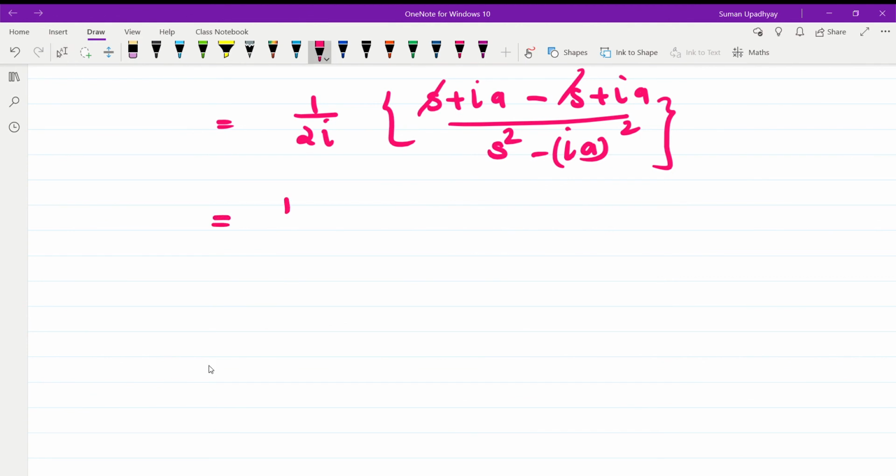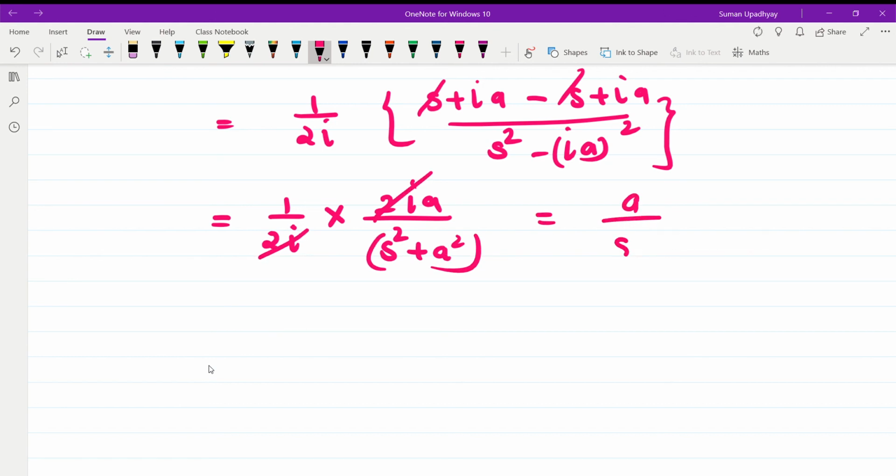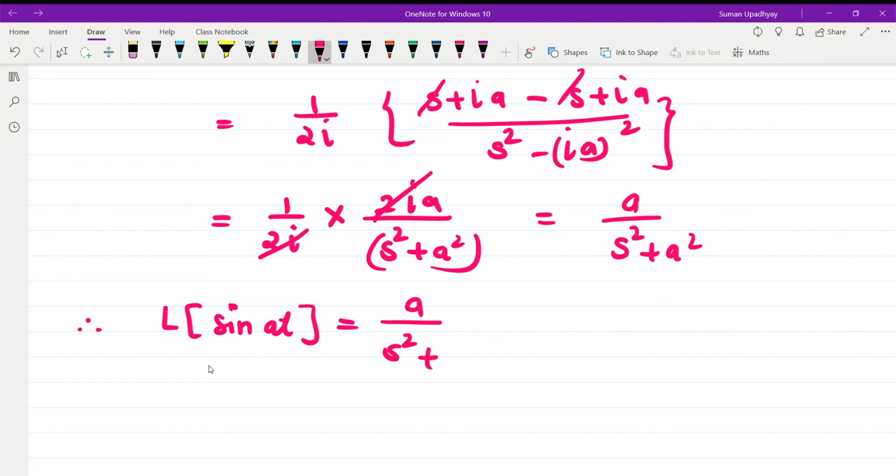Here it is going to be 1 upon 2i into ia plus ia, which will become 2ia upon s square plus a square. So this 2i and 2i will get cancelled, and you'll be getting a upon s square plus a square. So therefore, we got the Laplace transformation of sine at as a upon s square plus a square.